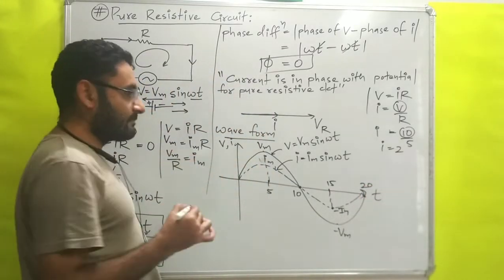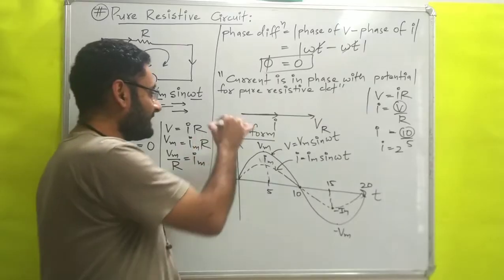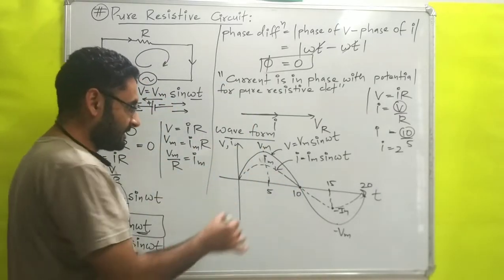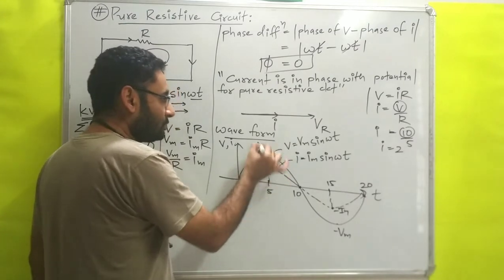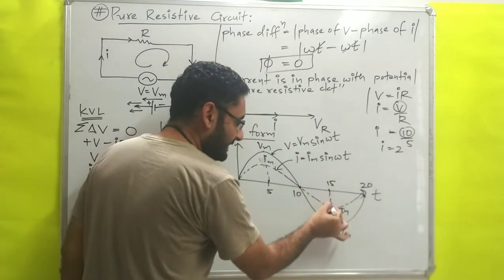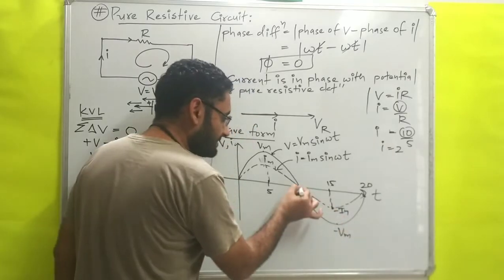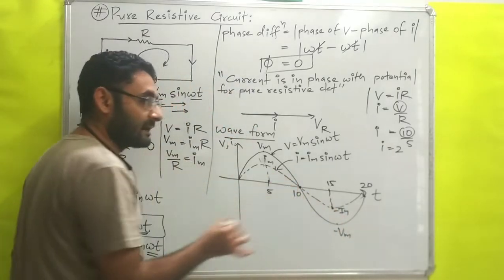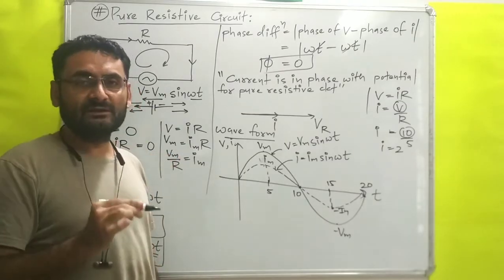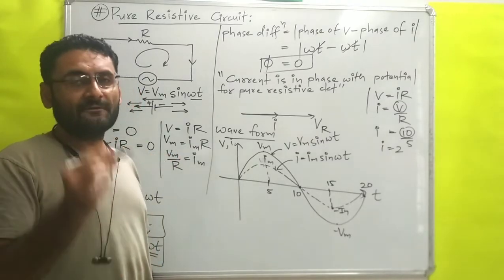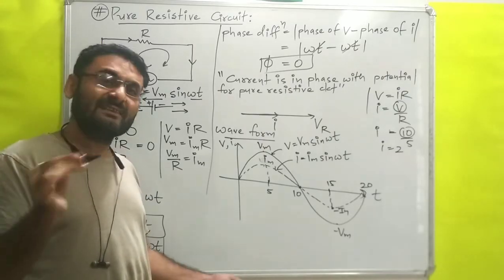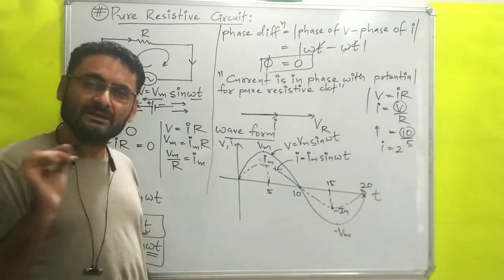So from this diagram the conclusion is that current is in phase with potential, which means that at a single time current and potential both get the maximum value. Current and potential get the minimum value at a single time. Current and potential become zero at the same time. That is the meaning of current being in phase with potential, or the phase of current and potential being the same, or the phase difference between current and potential being zero.